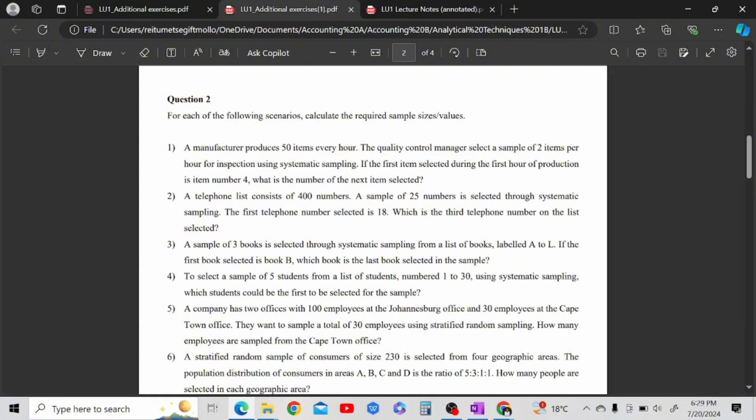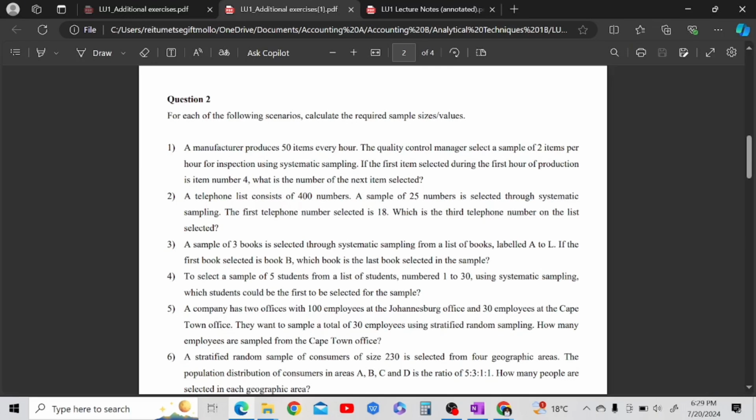So a manufacturer produces 50 items. Okay, let's read question 2 first. What does it say? Question 2 says, for each of the following scenarios, calculate the required sample size values. A manufacturer produces 50 items every hour. The quality control manager selects a sample of 2 items per hour for inspection using systematic sampling.